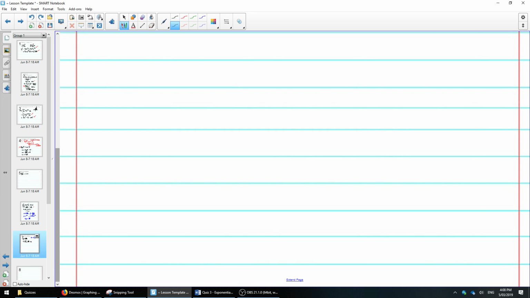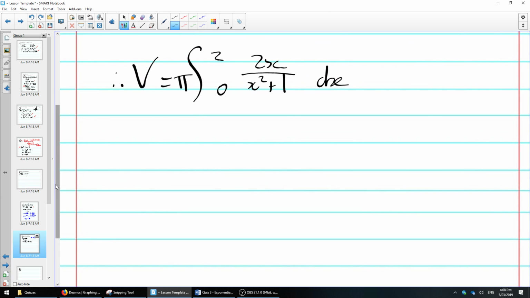Now, how am I going to integrate that? Yeah, it's ln on the bottom. Do I need to make any changes to it? No. Because remember, whenever we have ln on the bottom, if the derivative of the bottom is equal to the numerator, it's just going to be ln of that. So remember, whenever you're integrating something with just a big fraction, look for that straight away.